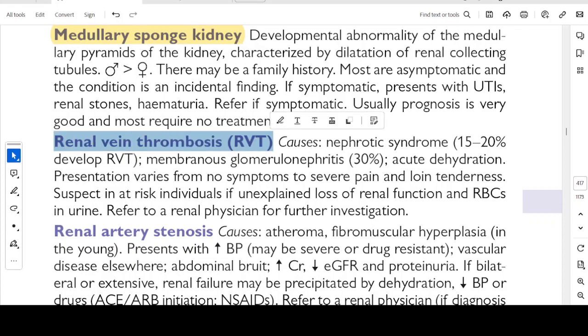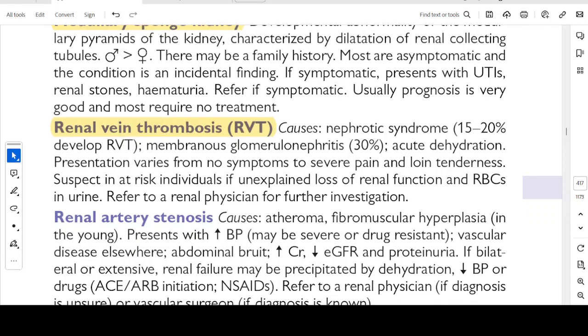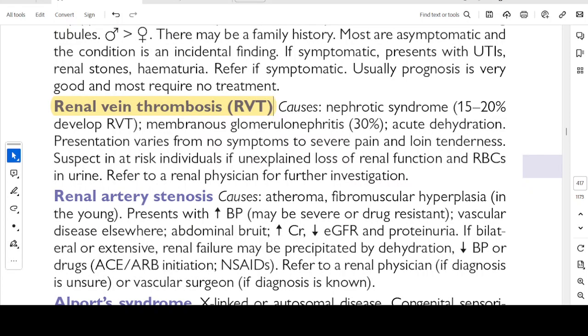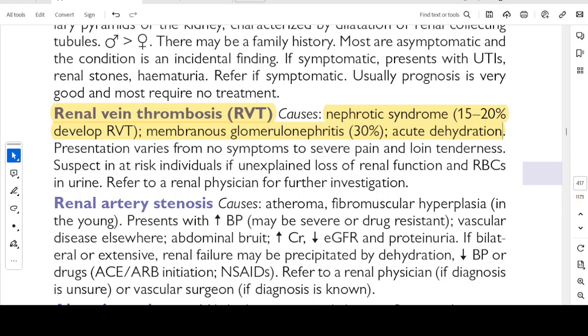Renal vein thrombosis. Causes are nephrotic syndrome, 15 to 20% of the cases develop renal vein thrombosis, membranous glomerulonephritis, acute dehydration. So, this is a procoagulative state: nephrotic syndrome, membranous glomerulonephritis, and acute dehydration. Presentation varies from no symptoms to severe pain in the loin and loin tenderness. Suspect in at-risk individuals with unexplained loss of renal function and RBCs in the urine. Refer to a renal physician for further investigation.